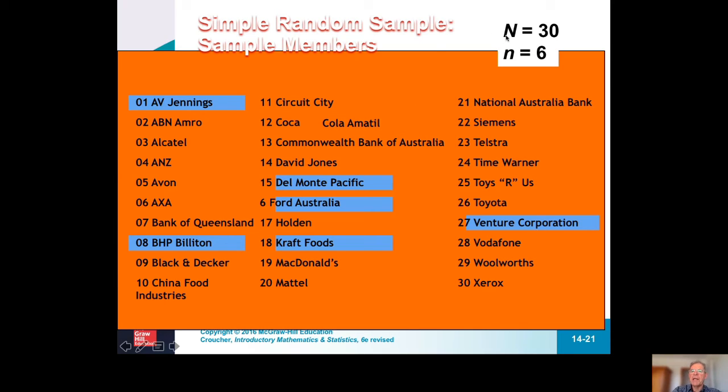Notice the notation: big N, population, little n, sample. And there is our random sample of 6 clients that we're going to look into, and then, based on what we find with those, we'll draw some sort of conclusion about how the rest of our clients or customers or companies might be feeling.